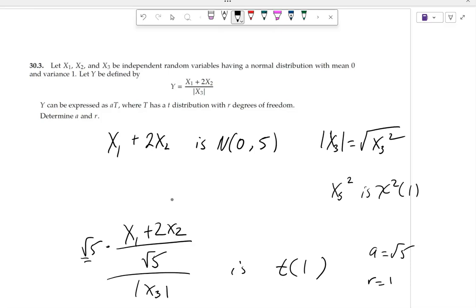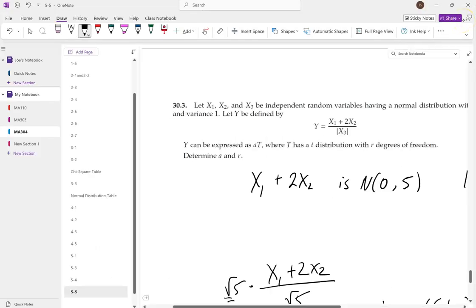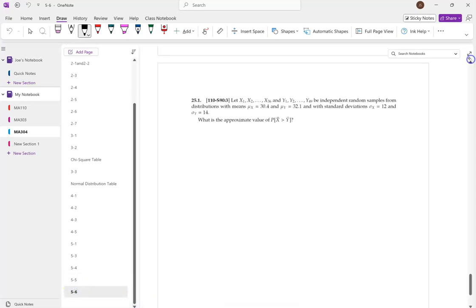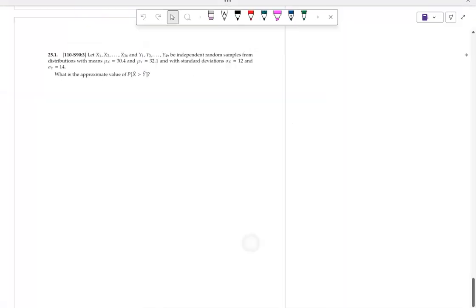The central limit theorem basically says the world is normal, as long as your sample size is big enough. Did I not put this in there? Oh, I did. Okay, good. All right, so let's look at what this problem's asking us, and then I'll write down the theorem.